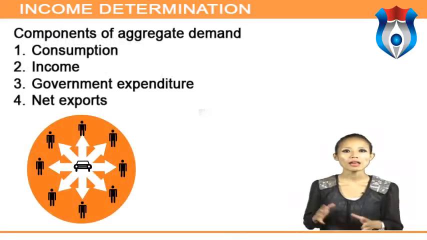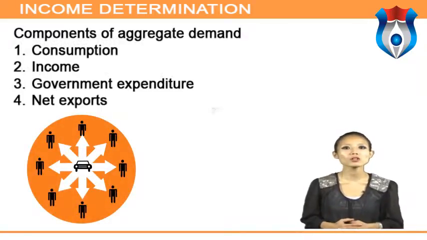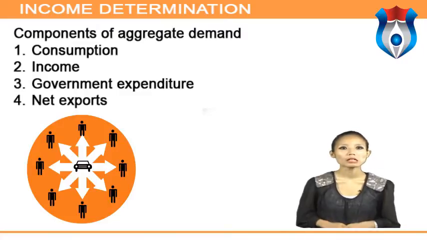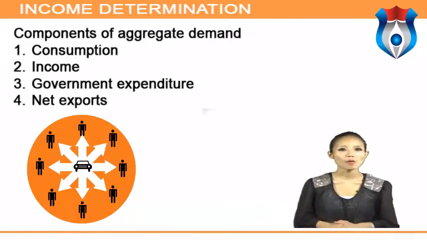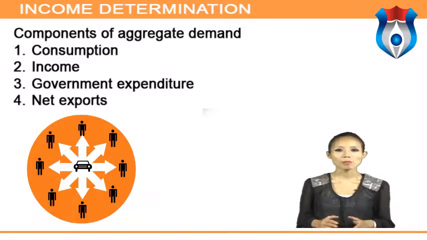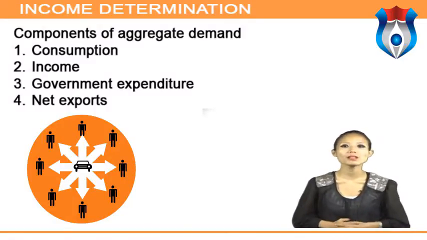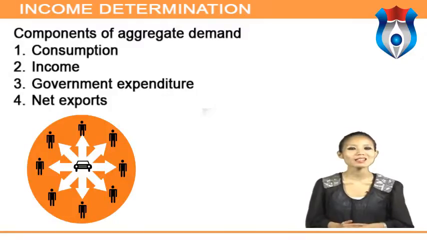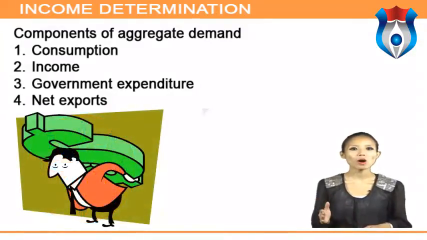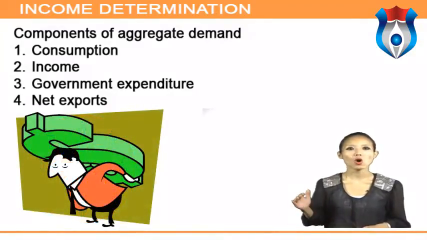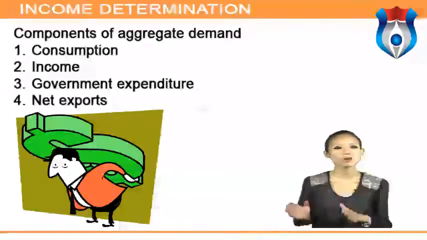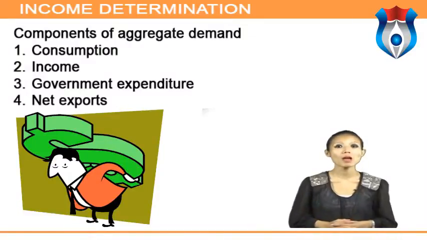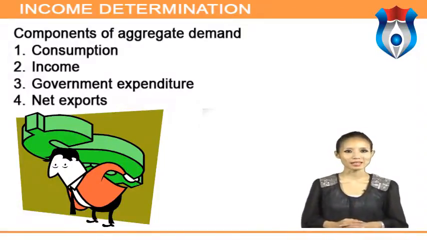Components of aggregate demand. There are four major components of aggregate demand. The equation for aggregate demand: Y = C(Y − D) + I(R) + G + NX(E). Y represents income or output. C(Y − D) represents consumption as a function of disposable income, defined as income less taxes.